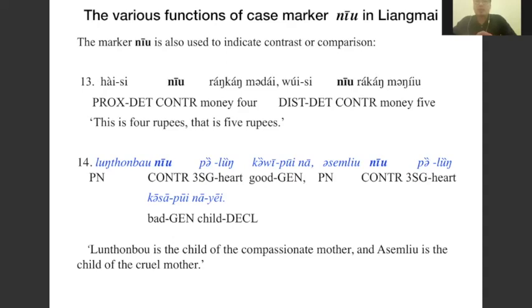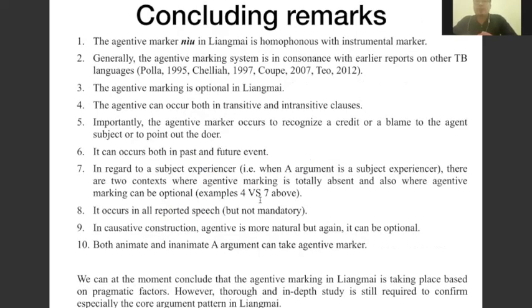Okay, to conclude, we can say that agentive marking is optional in Liangmai. The agentive can occur both in transitive and intransitive clauses. Importantly, the agentive marker occurs to recognize credit or a blame to the agent subject or to point out the doer. It can occur both in past and future events. In regard to a subject experiencer, that is, where the A argument is a subject experiencer, there are two contexts: where agentive marking is totally absent and where agentive marking can be optional.